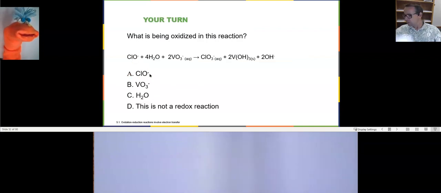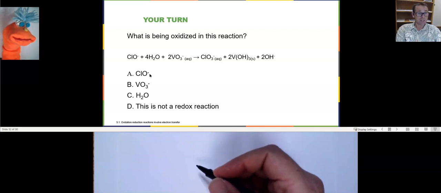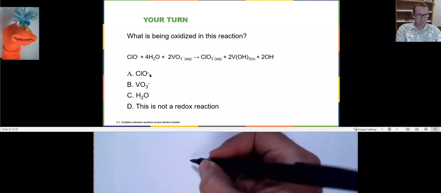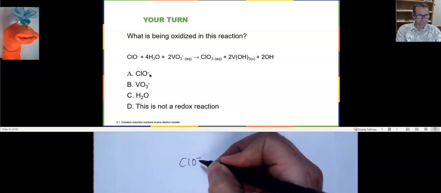Okay. Here's another one. You folks at home, take a second and try to do this one. Did they do it, Fred? I think so. Can I show you? Yeah, you can tell me. What's being oxidized in this reaction? The ClO-. Okay. What was the oxidation number of the ClO- on the left?